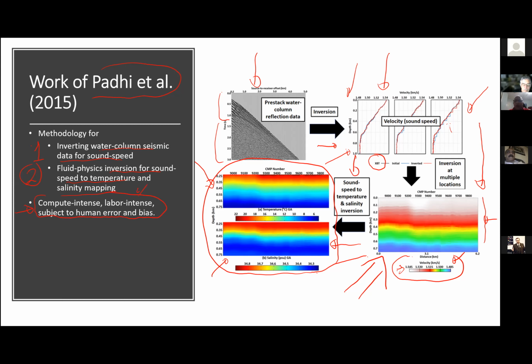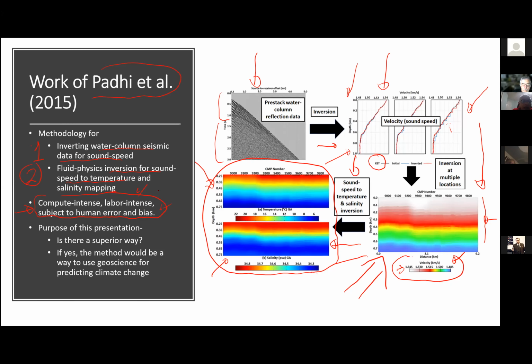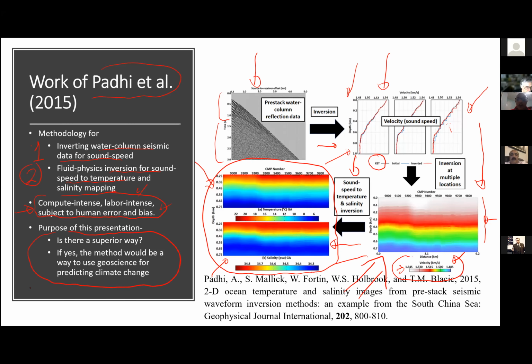Okay. Labor intense. And I'm going to get into that very quickly. And there could be some bias involved, and I'm going to get into that. So the purpose of this presentation: I'm going to concentrate on this. Is there a superior way? And if yes, how could it be a good method for predicting climate change? That's exactly what I am going to concentrate on.